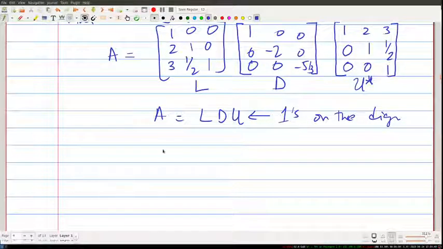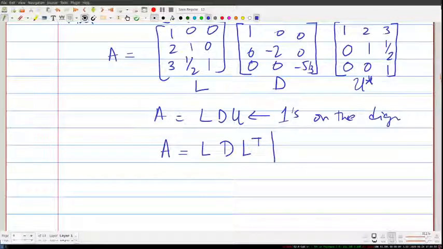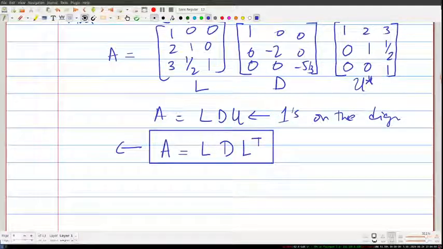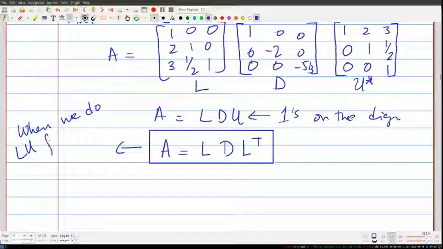And so actually what we have is A = LD, and this matrix U star is actually nothing but the transpose of L. That's the nice little property that we get. This is what we get when we do LU factorization.